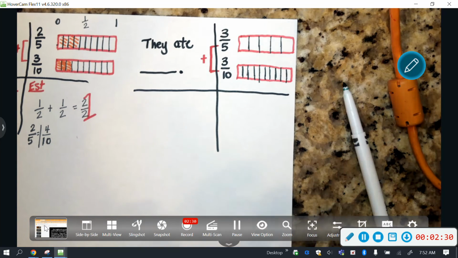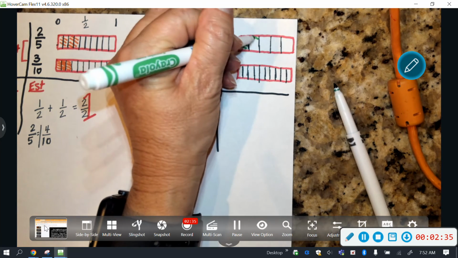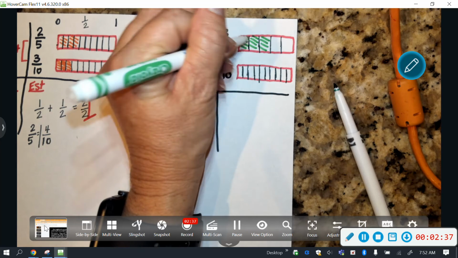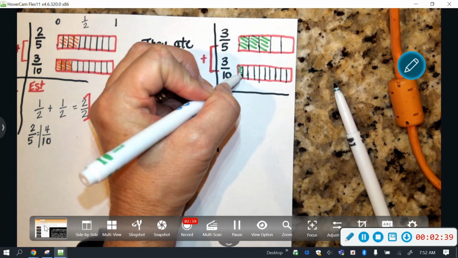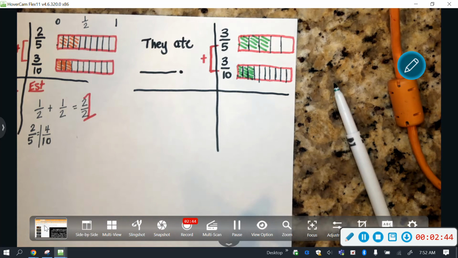Now I need to shade my picture to match the information. So we have 3/5 and we have 3/10. If I'm going a little fast, just pause the video so you can catch up.